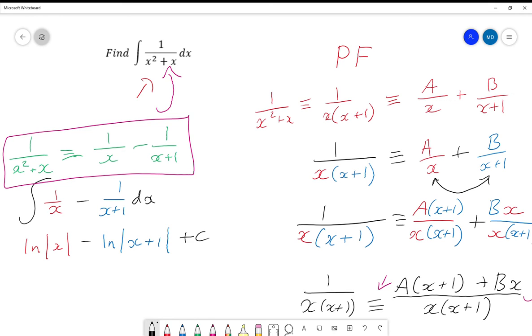And you can leave the answer as that, but actually what's quite nice to do is remember our log laws and write this as the natural log of the modulus of x over x plus 1 plus c. And that's just using our log laws. And there you go. That's your answer to the first one.